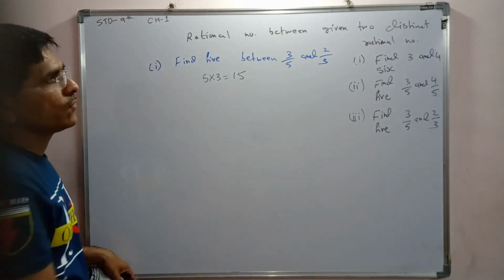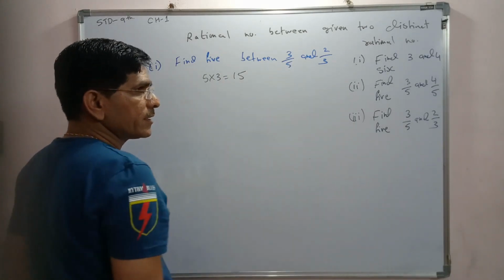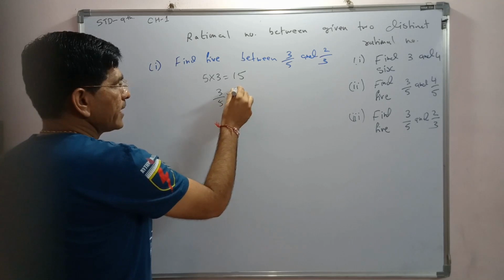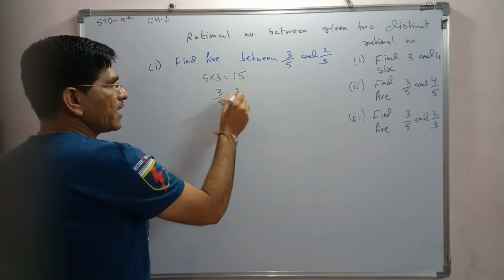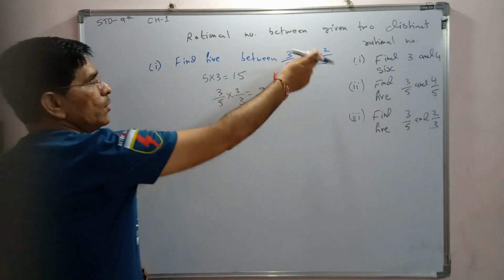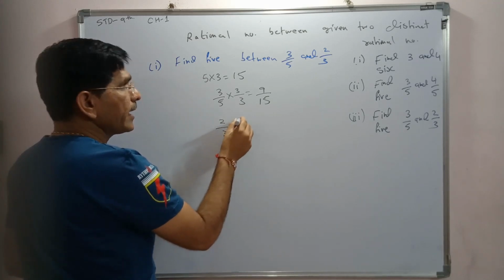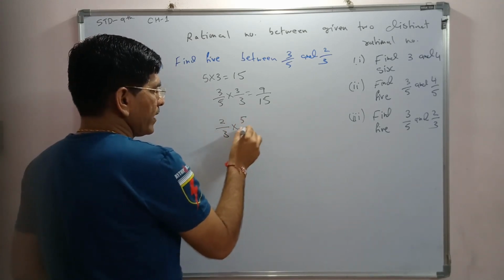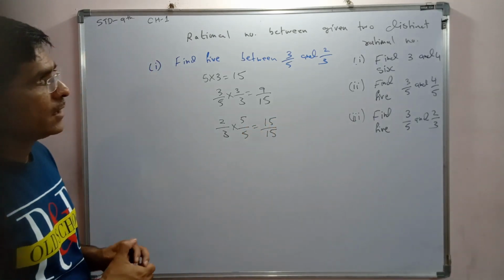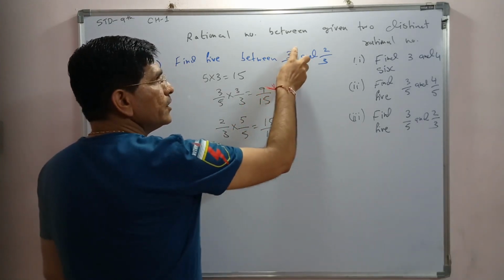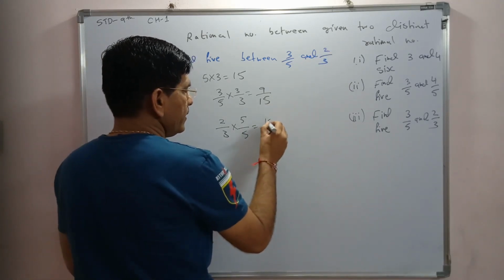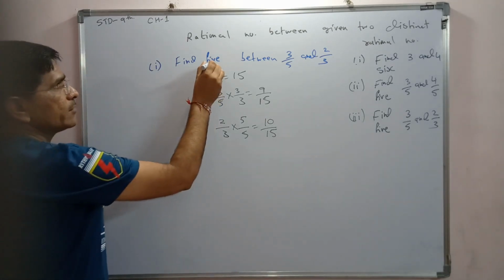So first of all, I have to make the denominators equal. So 3 upon 5, multiplying both sides by 3, becomes 9 upon 15. Now 2 by 3, the LCM is 15, so multiply both sides by 5, which gives 10 by 15. Now how many numbers do we have to find out? 5.